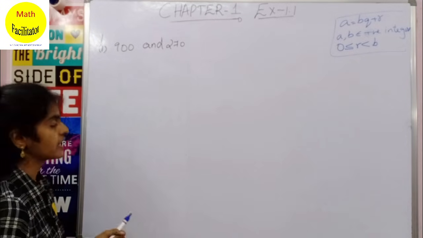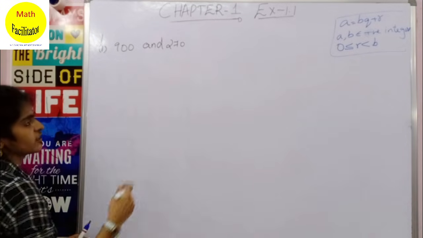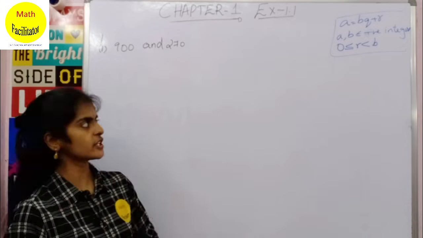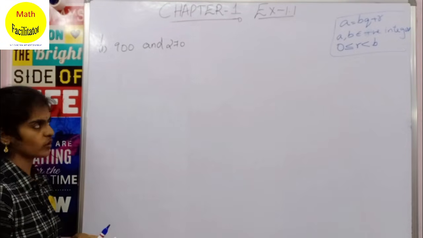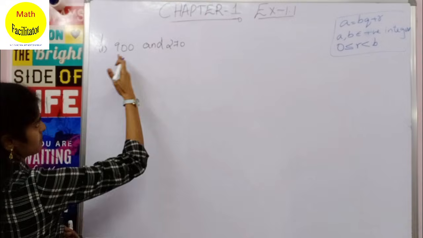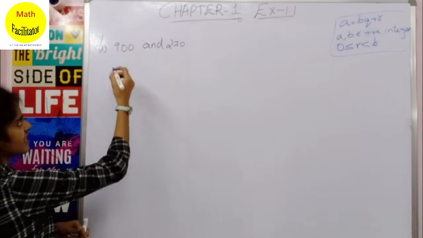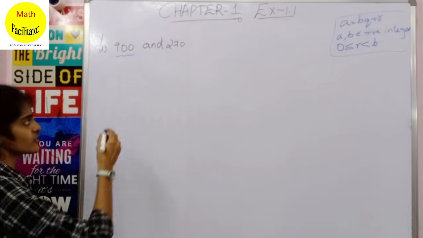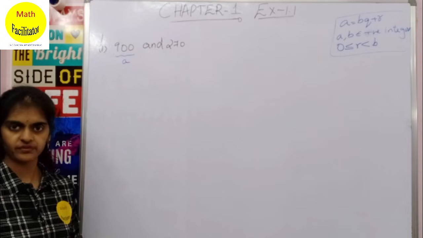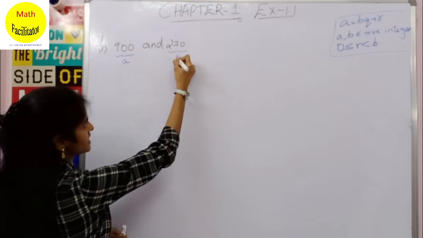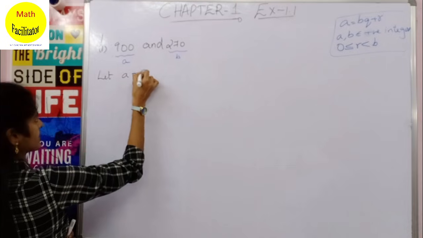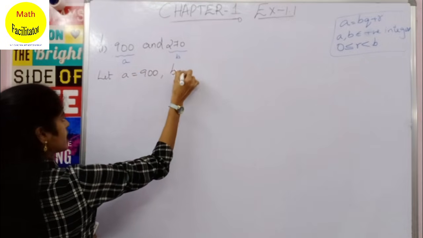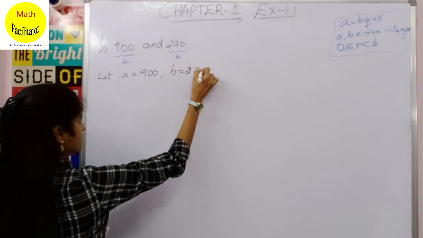How shall we proceed? When two numbers are given to you and you have to find the HCF using Euclid's division algorithm, you will choose the bigger number. Out of these two numbers, which is bigger? 900 is the bigger number, so you will choose 900 as A, and the other number you will take as B. Let A equal 900 and B equal 270.